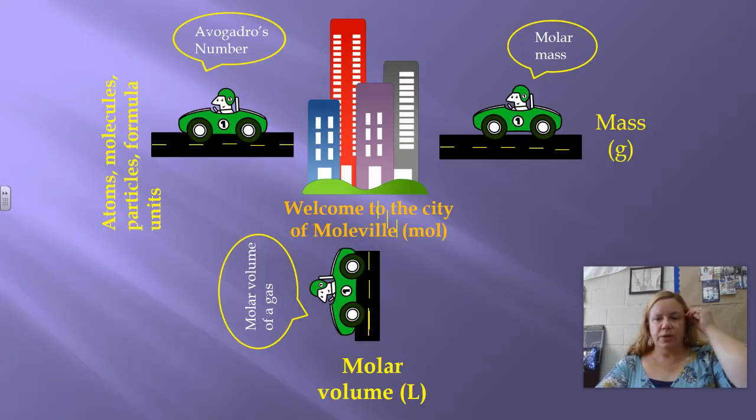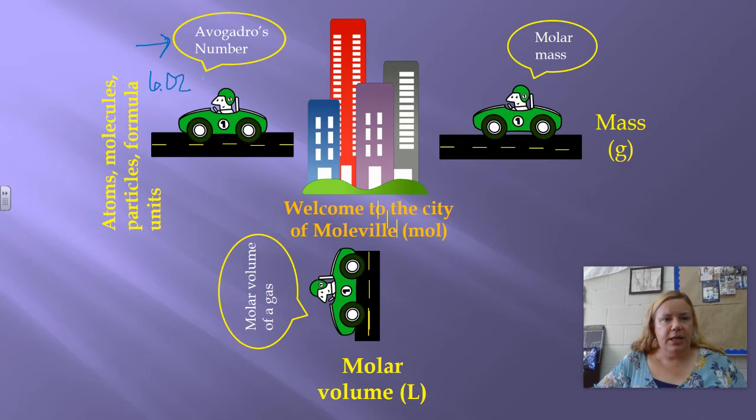This first little step I want to show you is if you look up here, you have Moleville in the middle. And so our vehicle, we're going atoms, molecules, particles, formula units. And notice we're using Avogadro's number. Remember, Avogadro's number is 6.02 times 10 to the 23rd, and that is atoms, particles, or formula units per mole. So it's whatever per mole. That number is on the back of your periodic table, but it is something that you'll probably memorize anyway.